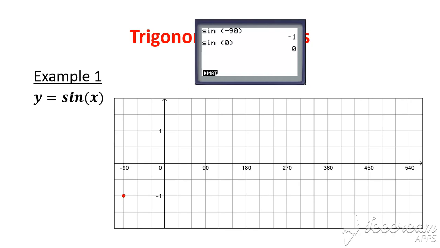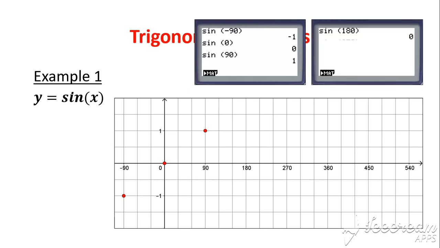When I go sine of 0, I get 0, which is the origin. When I go sine of 90, I get 1, so we're at 90 comma 1. When I go to sine of 180, we're back down to 0. And when I go to sine of 270, we've dropped back down to negative 1. And if I go sine of 360, I'm back to 0. So here are a few of the points that make up the graph y equals sine x.